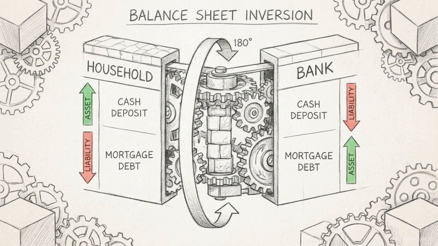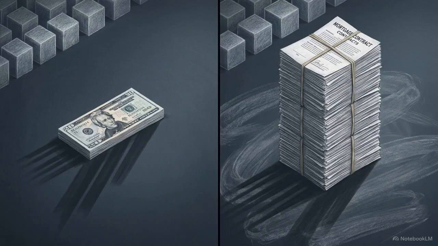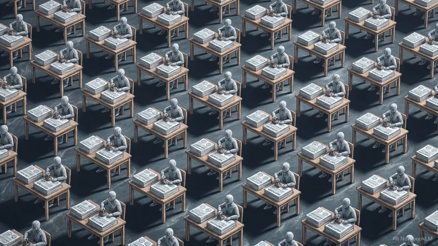For a household, cash is an asset, and a mortgage is a liability. For an institutional bank, the rules flip. Cash sitting in an account is a liability they owe you, while your 30-year debt is their income-generating asset. This creates a structural vulnerability. Banks operate on fractional reserves, taking in your short-term cash deposits and transforming them into long-term loans for someone else. To survive and generate yield, the institution must constantly issue new debt to grow its asset base.